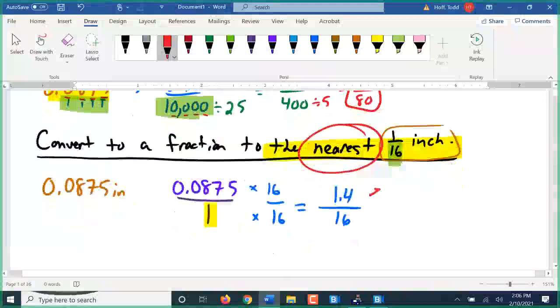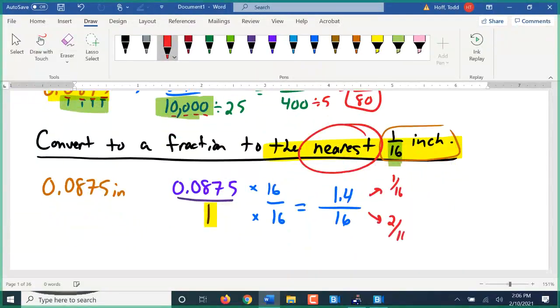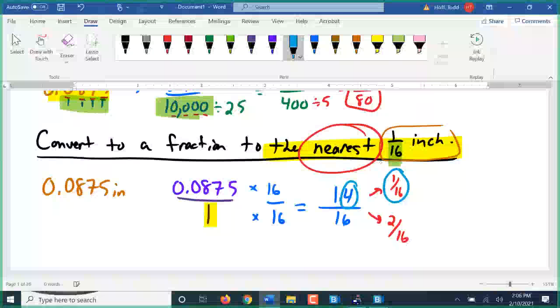So 1.4 is between 1/16 and 2/16. So it's going to be one of those two. 1.4, well, the 4 is less than 5, so it's less than halfway to the next one, which means we're going to go to the smaller one, the 1/16. We're converted to the nearest 16th. That is just a 16th of an inch.